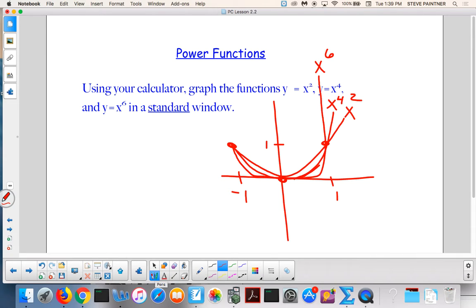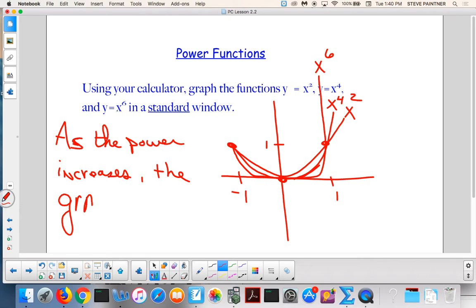Okay? So what you're supposed to get out of this is two things. The higher the power, as the power increases, what? As the power goes up and up, 2, 4, 6, 8, the graph what? Goes flatter. Flattens out.